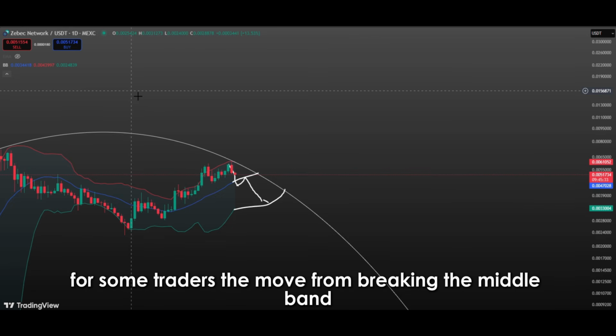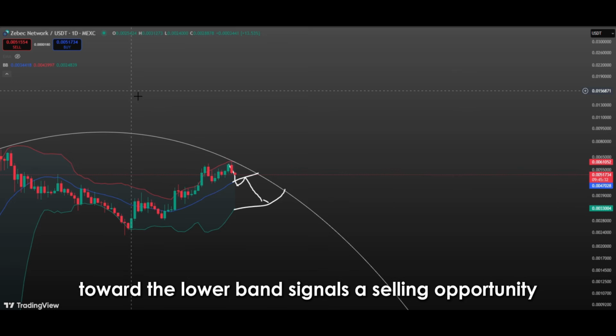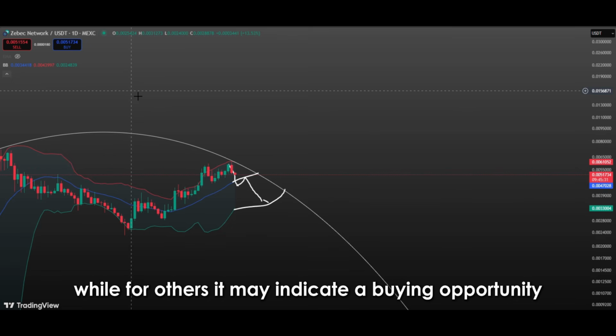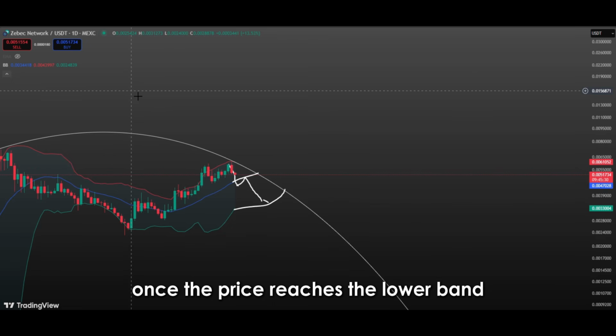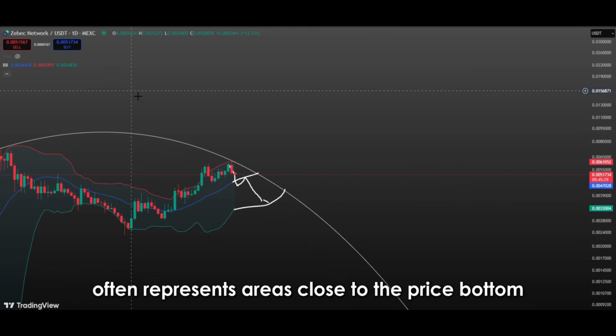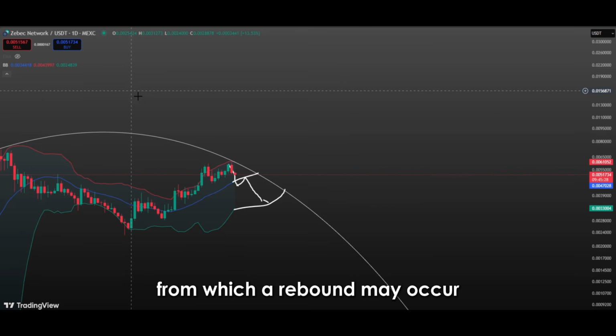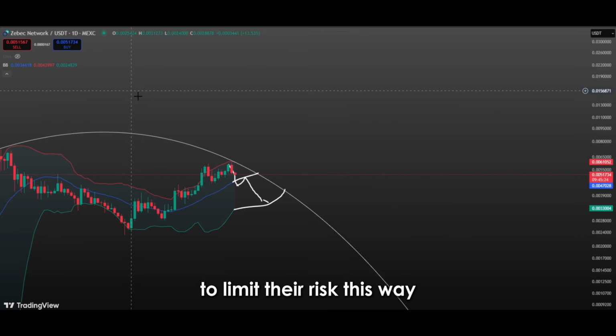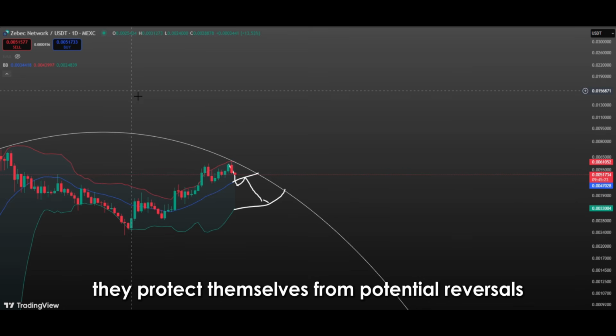For some traders, the move from breaking the middle band toward the lower band signals a selling opportunity, while for others, it may indicate a buying opportunity once the price reaches the lower band. This is because the lower band often represents areas close to the price bottom from which a rebound may occur. Traders who use this strategy typically enter short positions when the price breaks the middle band and set the lower band as their target. They place their stop loss just above the middle band to limit their risk. This way, they protect themselves from potential reversals.